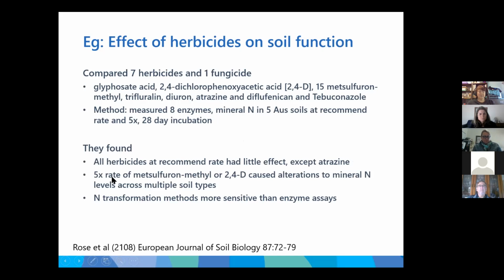At 5 times the rate, 2,4-D and sulfuron methyl reduced the mineral nitrogen levels across multiple soil types. So these ones at those high rates did affect soil function. And nitrogen transformation methods were more sensitive than enzyme assays. So we're starting to understand a bit more about which tests we can do for research.